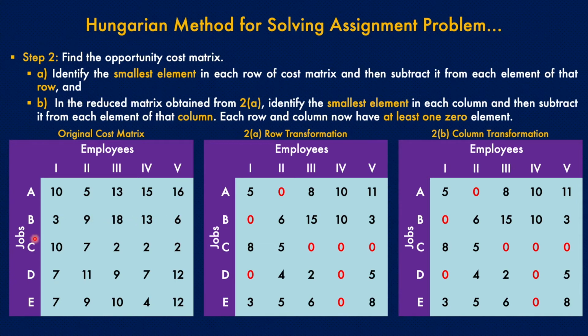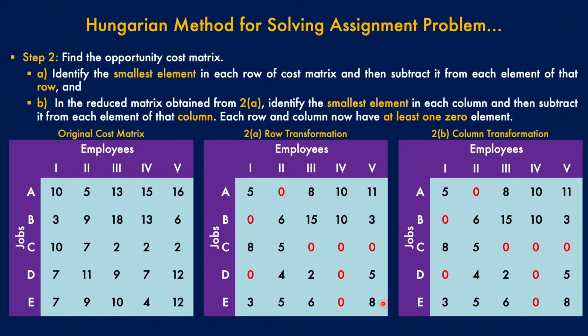Go to the third row, identify the smallest element, which is 2. It appears 3 times, no issues. So subtract that 2 from this particular row. So it will be like this. In the fourth row, the smallest number is 7. Subtract it from all the elements. So the answer will be like this. In the fifth row, the smallest element is 4. Subtract it from all other elements. The values will be like this.